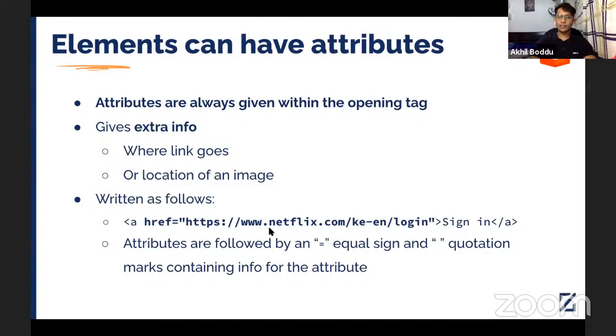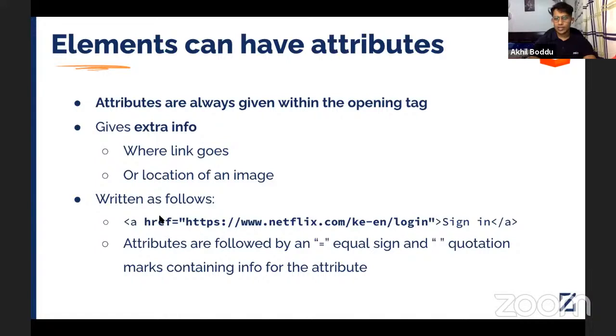So for example, if we wanted to be pointed to the Netflix login page, within the A tag over here, we have to add something called the href attribute. So this is an attribute, right? Meaning that we're giving this anchor element some more information, saying that, hey, if you click on the sign in button, browser, please make sure that you open up this Netflix login page, right? So that's what this does.